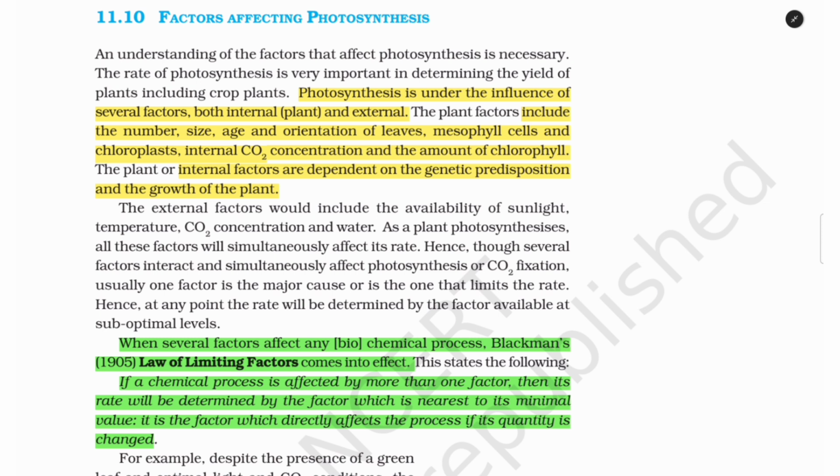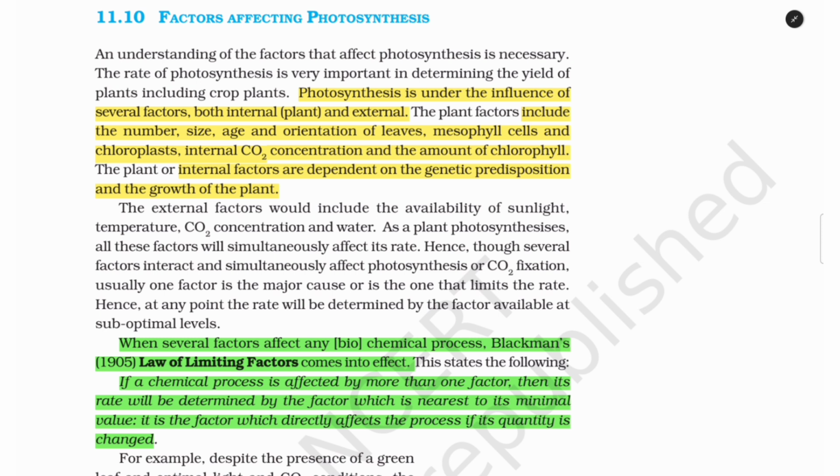As a plant photosynthesizes, all these factors will simultaneously affect its state. Hence, though several factors interact and simultaneously affect photosynthesis or CO2 fixation, usually one factor is the major cause or is the one that limits the rate. Hence, at any point, the rate will be determined by the factor available at suboptimal levels.